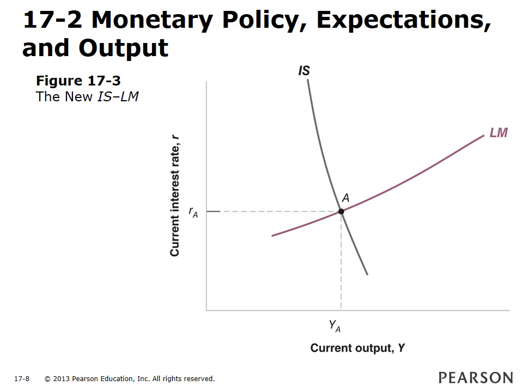In figure 17-3, the IS curve is steeply downward sloping. Other things being equal, a change in the current interest rate has a small effect on output. The LM curve is upward sloping. The equilibrium is at the intersection of the IS and LM curves in the diagram. In this diagram, it is assumed the expected rate of inflation is 0 in both the current year and in the future.